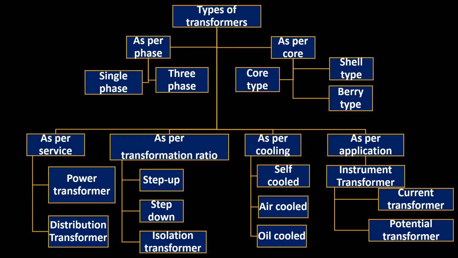So first is as per number of phases. If it is a single phase transformer, it is called a single phase transformer. If there are three phases, then it is a three phase transformer. As per core construction, you can have core type transformer, shell type transformer, and berry type transformer.